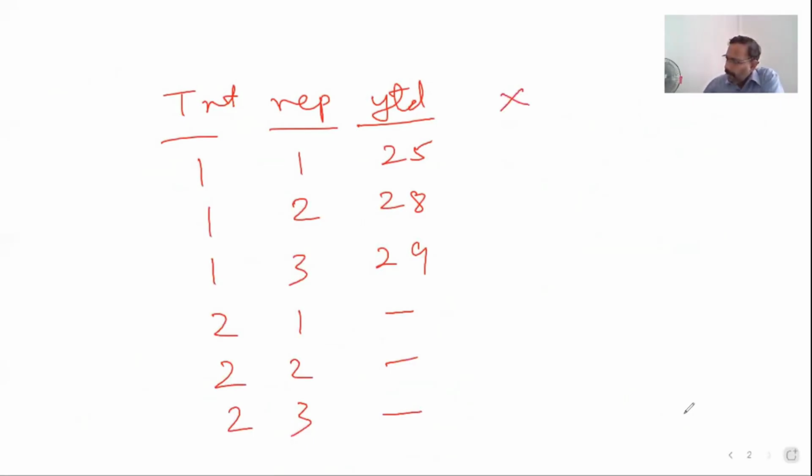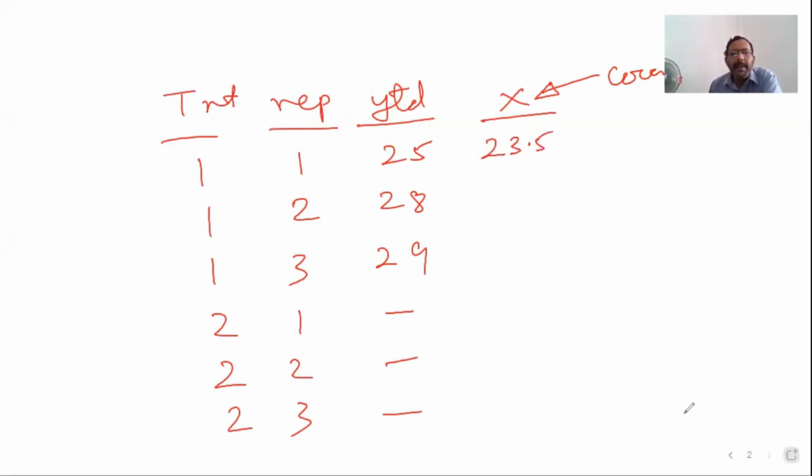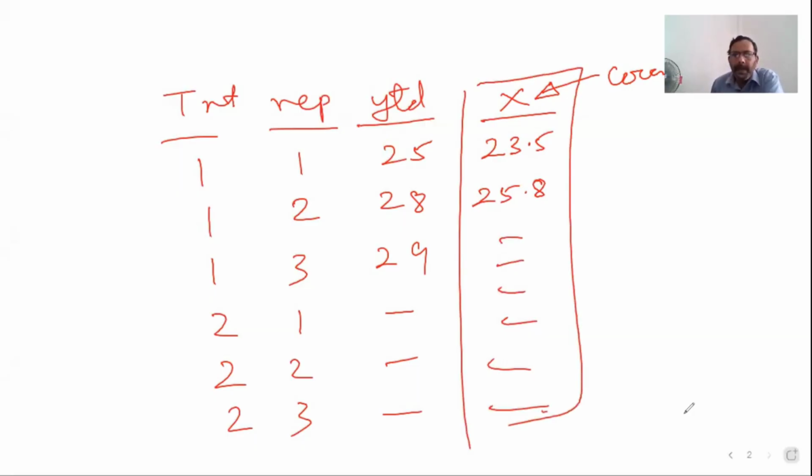Now we are taking a value. This is called as covariate. In our example, what is our covariate in this animal experiment? Initial weight. This may be 23.5 kilogram initial weight. This may be 25.8 kilogram as the initial weight. So likewise, we have the additional information. This is called as covariate. So here, this is the response, or this is also called as Y.